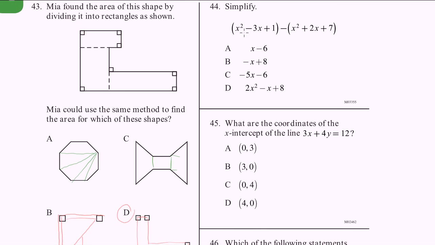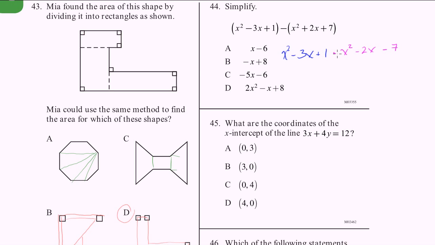Problem 44. Simplify. x squared minus 3x plus 1 minus x squared plus 2x plus 7. So let's just write it out. We have x squared minus 3x plus 1. And then we have to distribute this minus sign. So minus x squared, minus 2x, right? Minus times plus is minus 2x, and minus times plus 7 is minus 7.